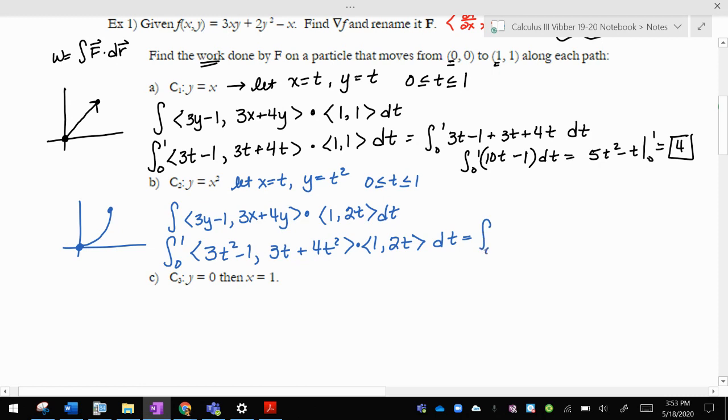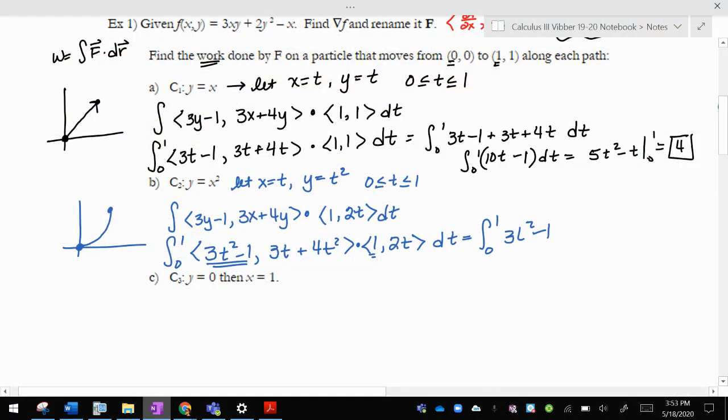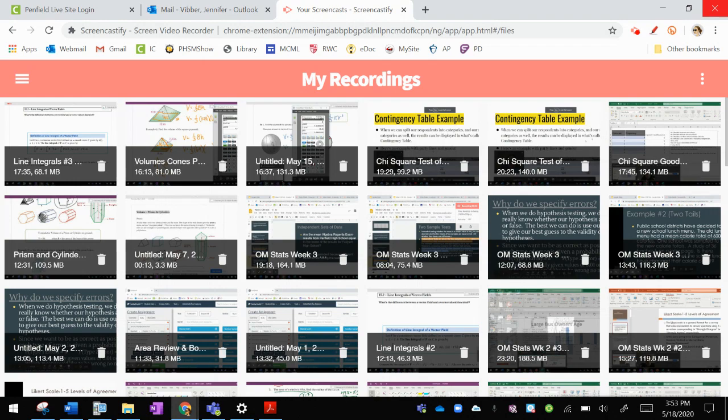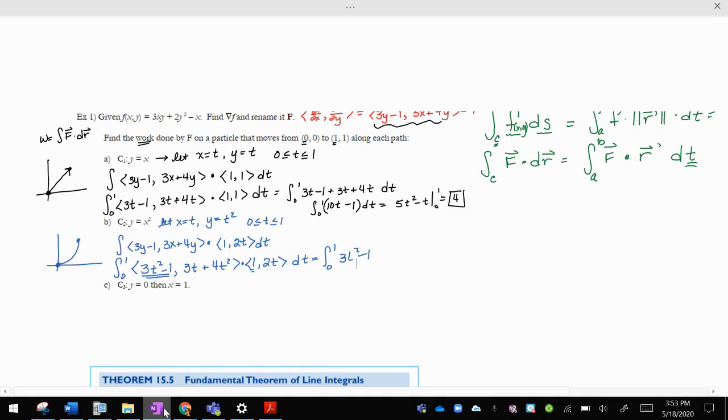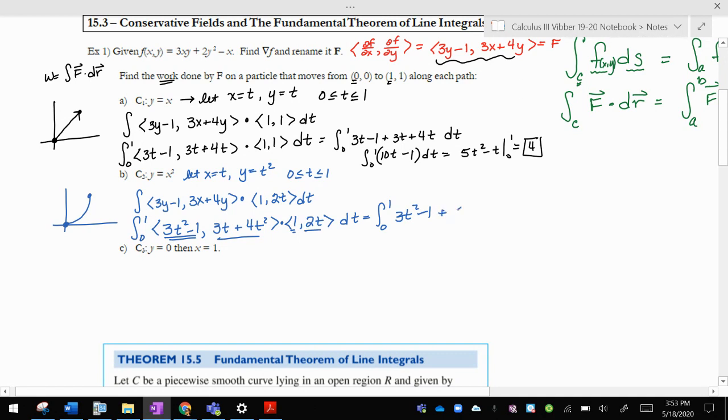And so if I find this dot product, I go from 0 to 1, and when I multiply 3t squared minus 1 times 1, I get, oh, I keep putting that bracket there, 3t squared minus 1. There we go. And then I'm multiplying this by that. So that's going to be plus 6t squared plus 8t cubed.